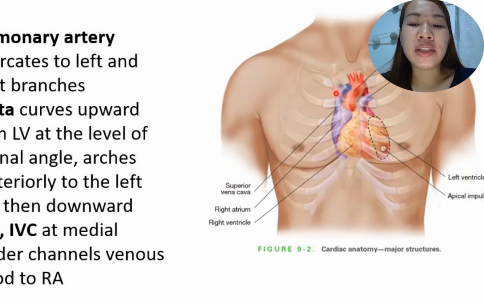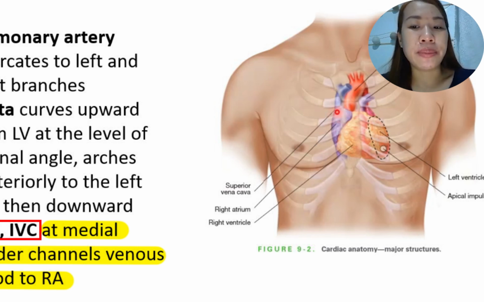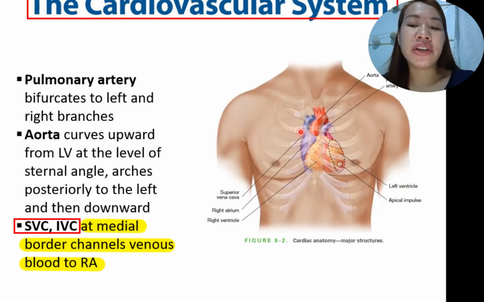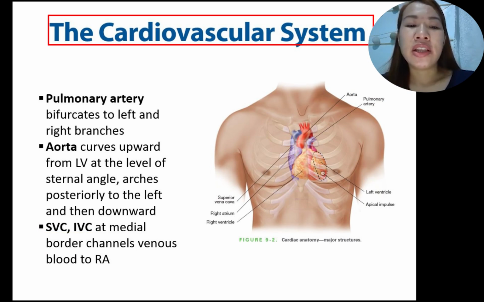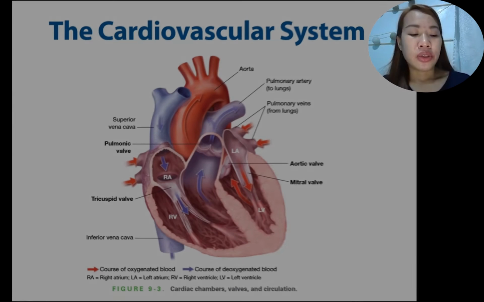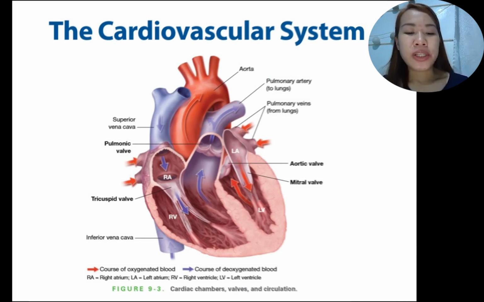Now here we have the superior vena cava and the inferior vena cava at the medial border, which channel venous blood to the right atrium. So having known your anatomy and physiology of the heart, you will be able to understand or visualize better the underlying structures in the anterior chest wall. So we see here another picture.